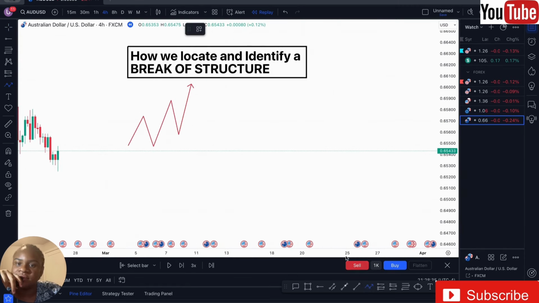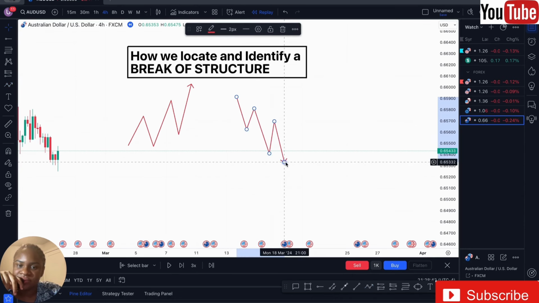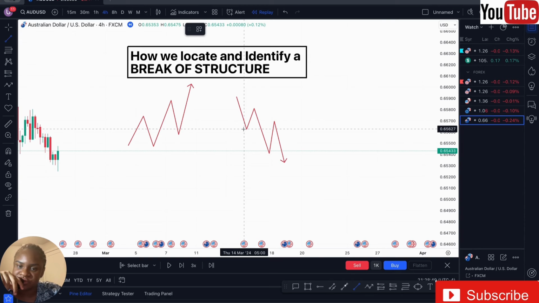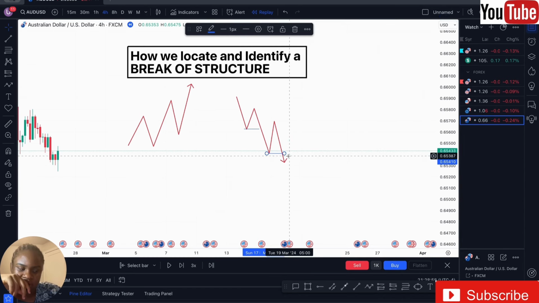Now, for a sell, we have lower low, lower high, lower low, lower high, lower low. This low has to be taken out for us to signal it as a break of structure. Now, there is one secret about break of structure. Markets must break a structure with a body. That is one rule that you must have at the back of your mind. When the market is breaking structure, if it breaks out with a wick, it is not going to be signaled as a break of structure.